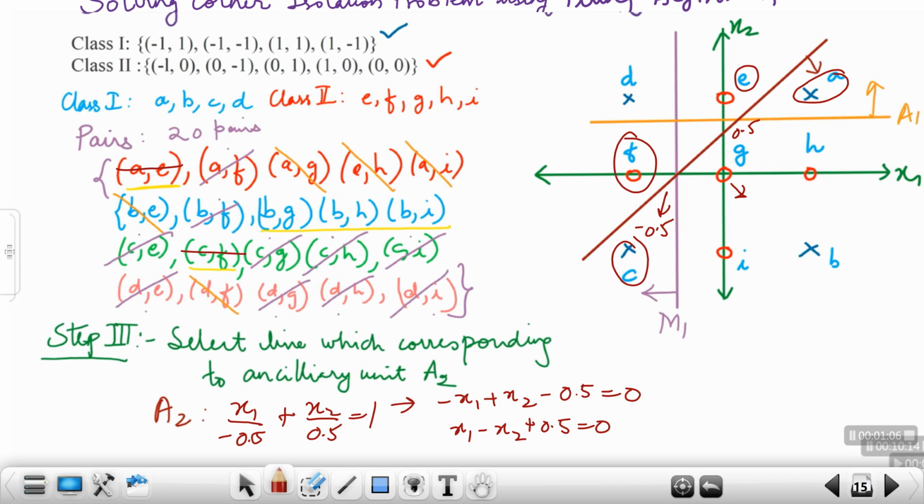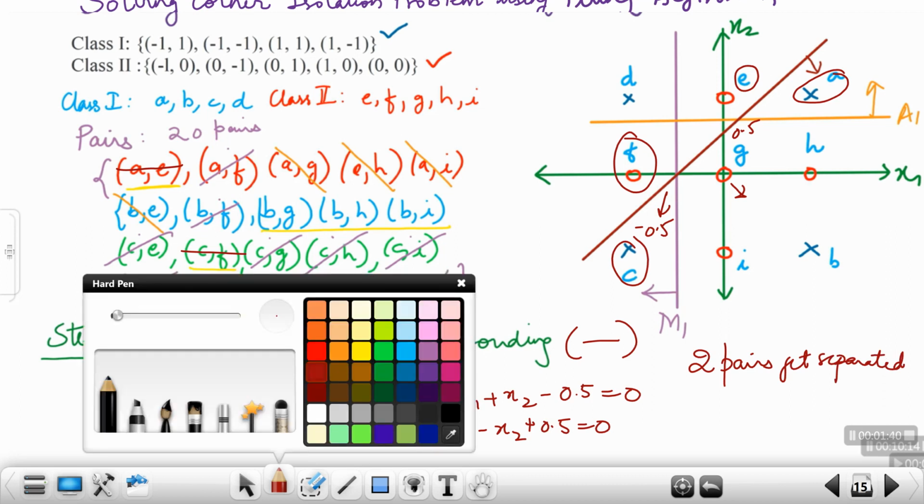I'm using a dash in order to separate it. Every time I am cancelling the pairs, I am using a different way to indicate. So I am just striking it off by using this particular sign. So now, in this particular step, step number 2, two pairs get separated. Now we are left with 3 pairs, B, G, B, H and B, I.